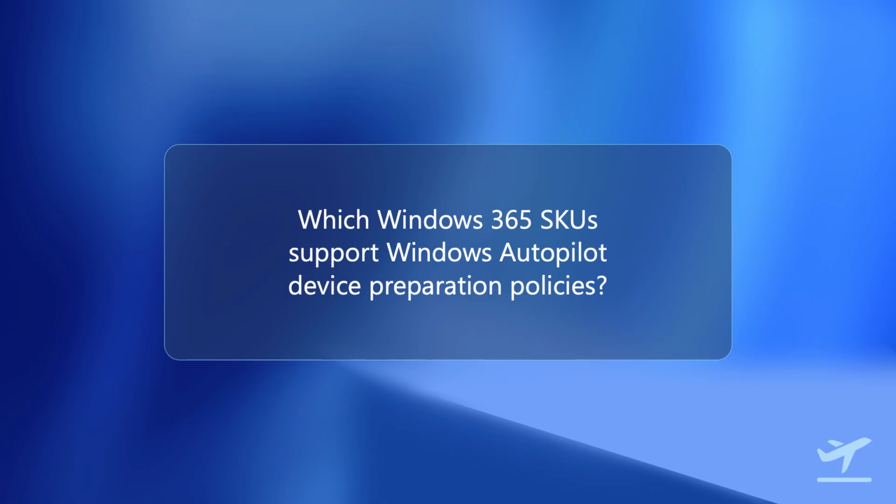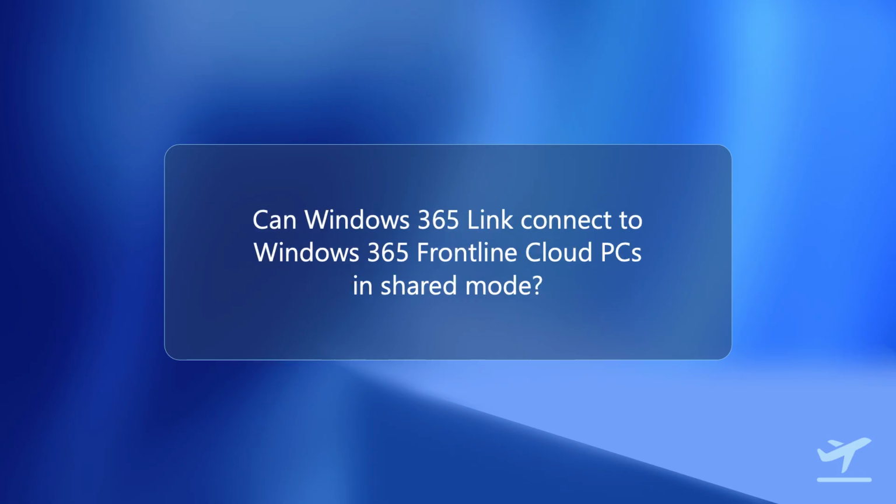And so question might be, can you use Windows 365 Link to connect to Windows 365 Frontline Cloud PCs in shared mode? The answer is absolutely. We've worked pretty hard to support that from the get-go. We have a lot of customers who are super excited about using both because there's a great amount of overlap between users who are accessing machines for task work and Windows 365 Link device scenarios. And so please use it, test it. It's in preview, and we're looking for your feedback.